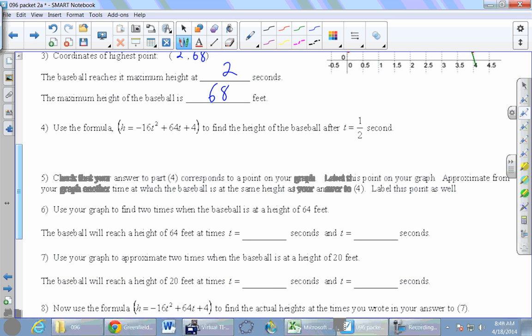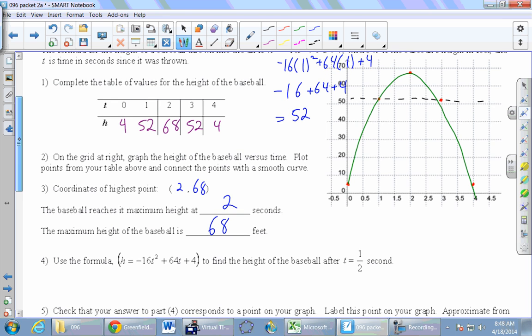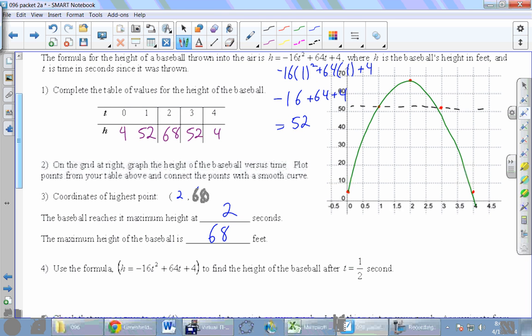It says use your graph to find 2 times when the baseball's at a height of 64 feet. 2 times when the baseball's at a height of 64. So, height of 64, where are we going? To the horizontal axis or the vertical axis? We're going to the vertical axis. So we'll go up there at 64. Just going to have to estimate 64. And then what do we do? We're trying to find the other coordinate, the t. So where are we going on the x-axis?